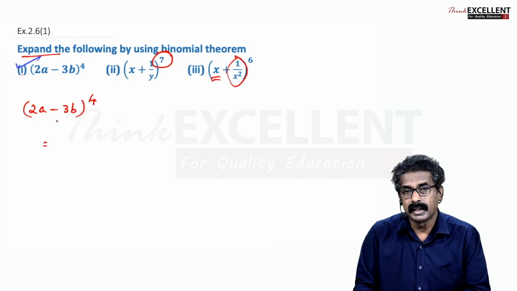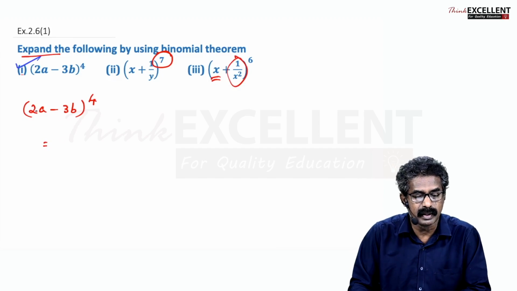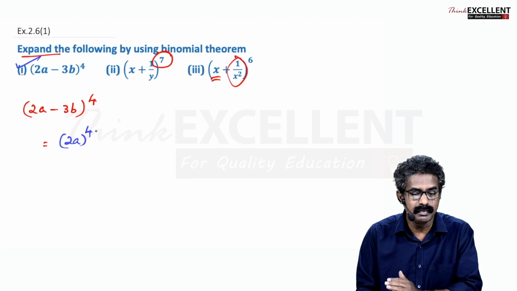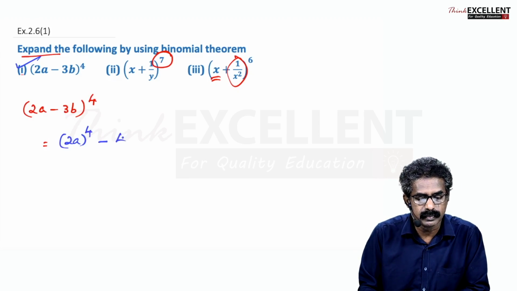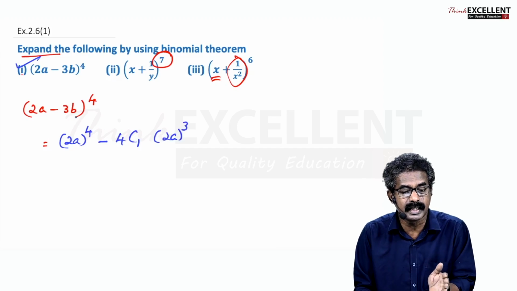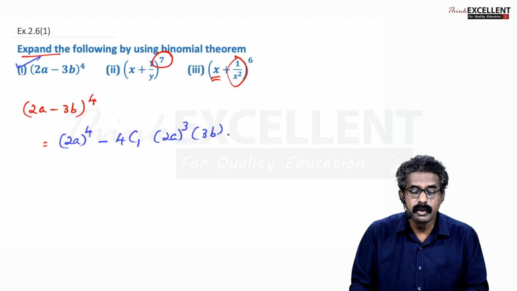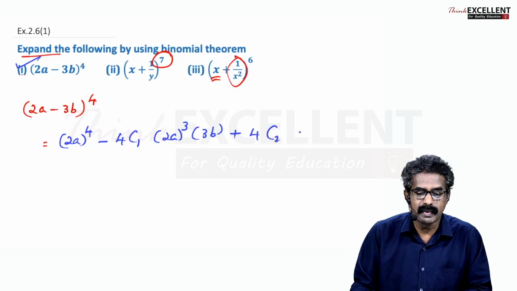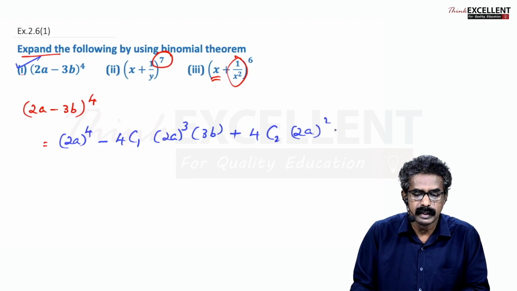Listen very carefully. So here the method is first term raised to maximum power, 2a raised to 4. So first you write 2a raised to 4. Then since minus is there, first term positive, second term negative. Now 4c1, reduce one power, 2a raised to 3, introduce the second number. Second number is what? 3b. Now you put plus 4c2. Reduce one more power, 2a raised to 2. Increase the power of the second one, 3b raised to 2. Then minus, next minus 4c3.